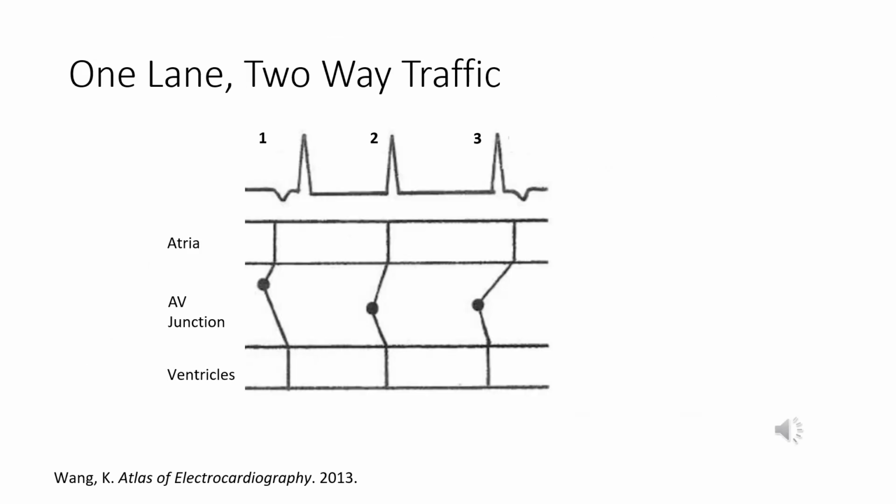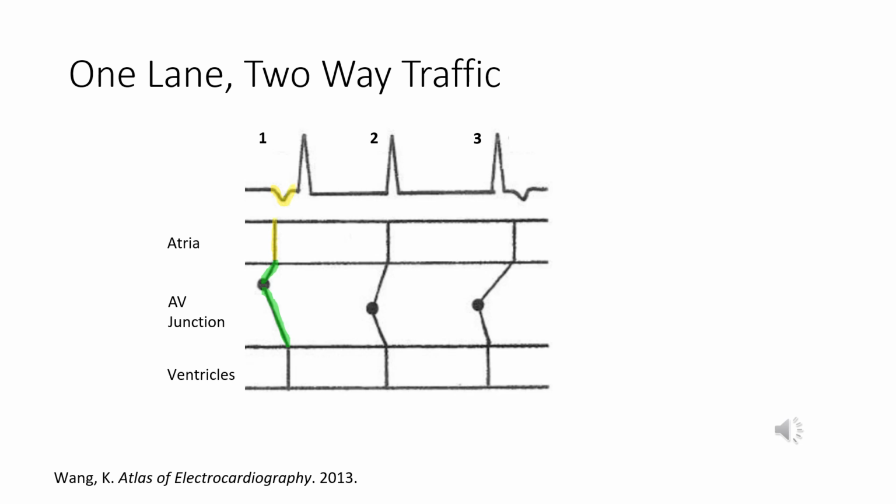Let's discuss one-lane, two-way traffic by looking at three junctional beats. The impulses are originating from the AV node as indicated by the dot at the AV level. On beat 1, an impulse is going both up the conduction system into the atria and down the conduction system into the ventricles.